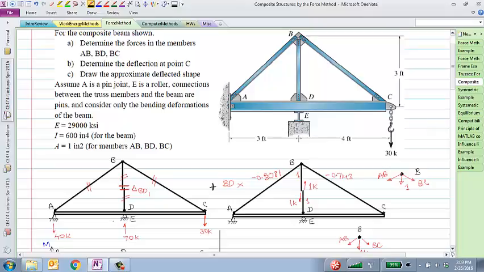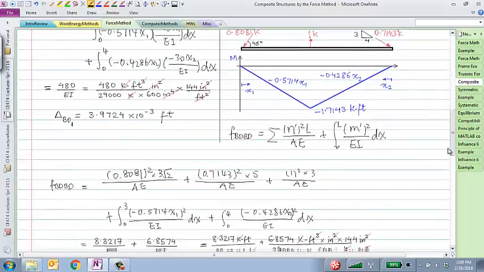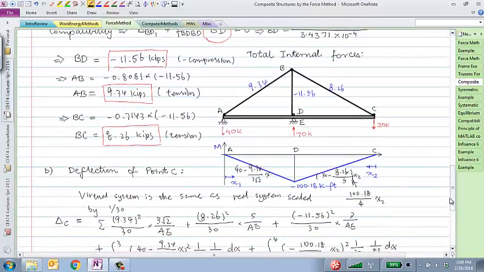But I think the last thing here was the deflected shape, right? So maybe you can draw the deflected shape, or I don't know if you have. You have it? Okay. Yeah, go ahead.